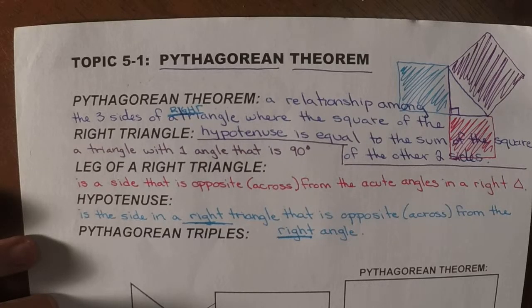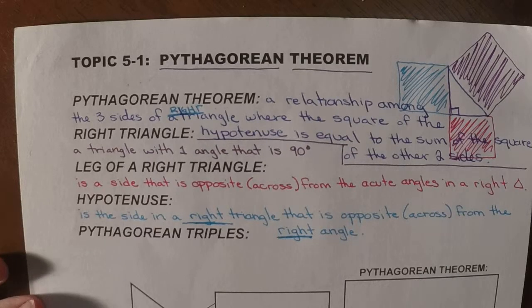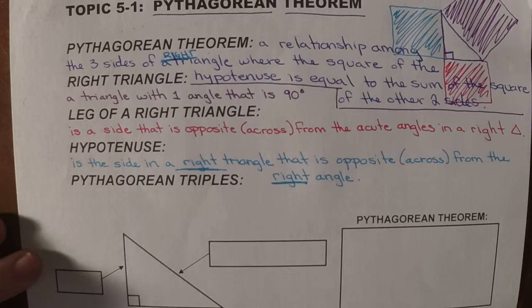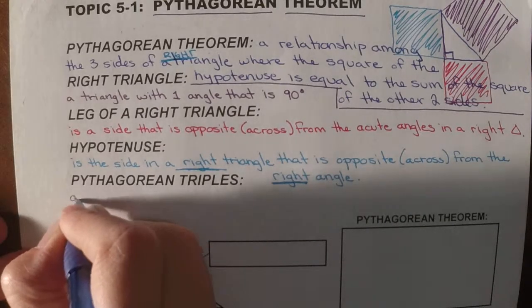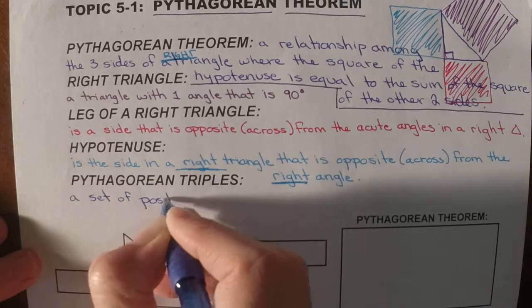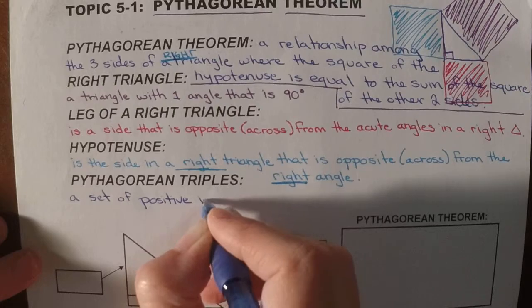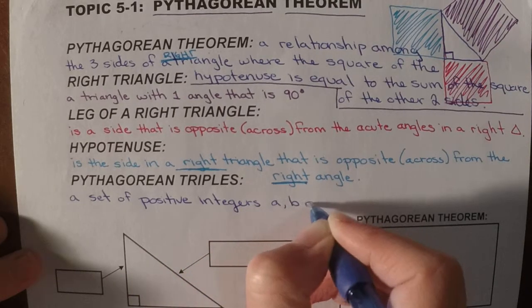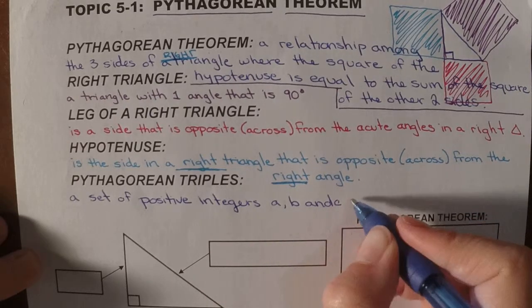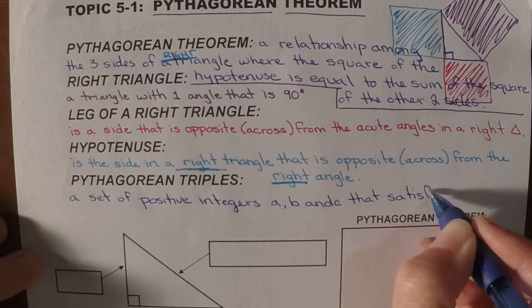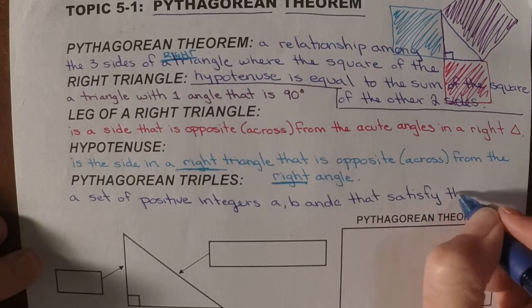Okay. And then the last thing that we need to know about before we move into what the actual Pythagorean theorem is, is what is a Pythagorean triple. And a Pythagorean triple is going to be a set of positive integers. Again, it can't be negative, so positive integers. And we're going to call them A, B, and C, that satisfy the Pythagorean theorem.